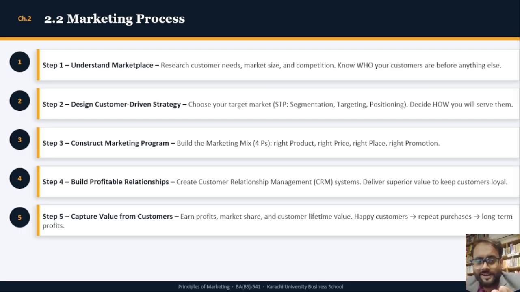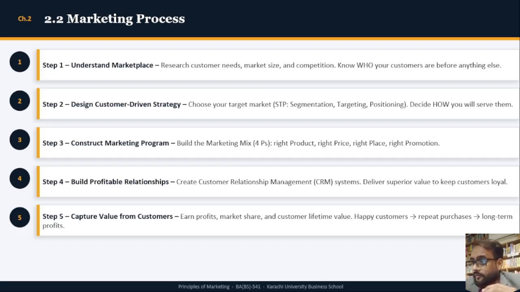The third step is constructing the marketing program. What's that? You need to build a strategy. The four Ps of marketing are the best framework for constructing a marketing program. Over here you have to decide what the product is, what the price is, and the place where I should sell that product. Fourth, what promotion I should give to that area or demographic.